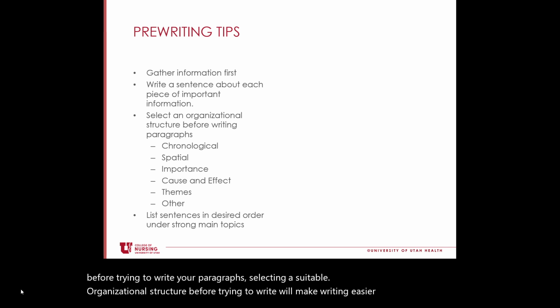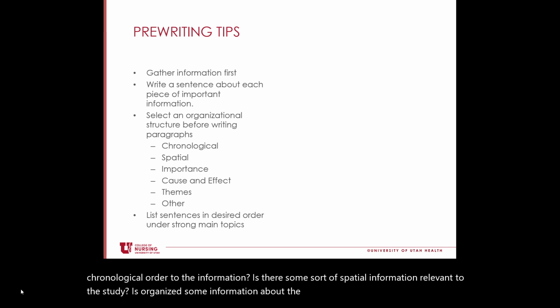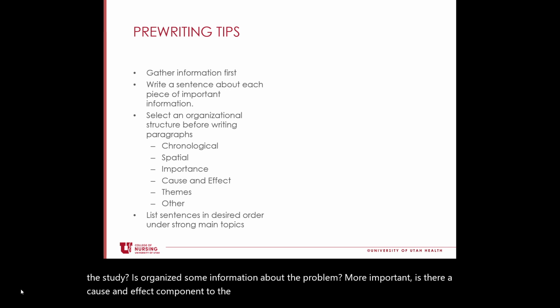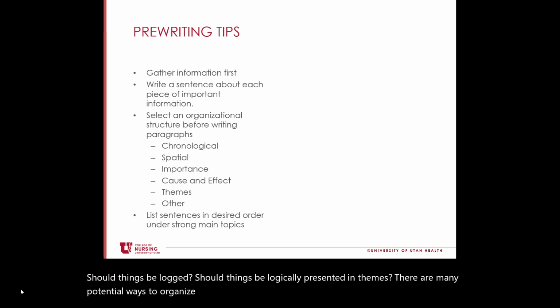Is there a chronological order to the information? Is there some sort of spatial way information relevant to the study is organized? Is some information about the problem more important? Is there a cause and effect component to the problem? Should things be logically presented in themes? There are many potential ways to organize and present information.